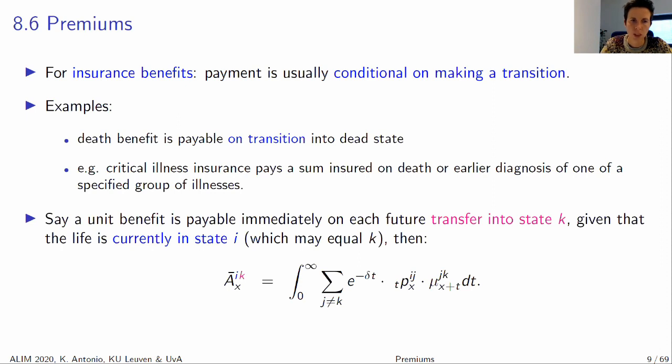Well, if we have a one unit benefit payable immediately on each future transition into state k, given that I'm currently occupying state i, then I get the following pricing formula. I denote that here with capital A to indicate that it's an insurance product. Annuities are with a small a. I denote that with a subscript x to indicate the age of my policyholder at the policy inception, at the time that I sell the contract. I've got the A bar because it's a product that works in continuous time. So it's going to pay at the moment of the transition, not at the end of the year or something. That's what the bar indicates. And I've got the ik to indicate that my policyholder is currently in state i, and that what is of interest to me here is the transfer from state i to state k.